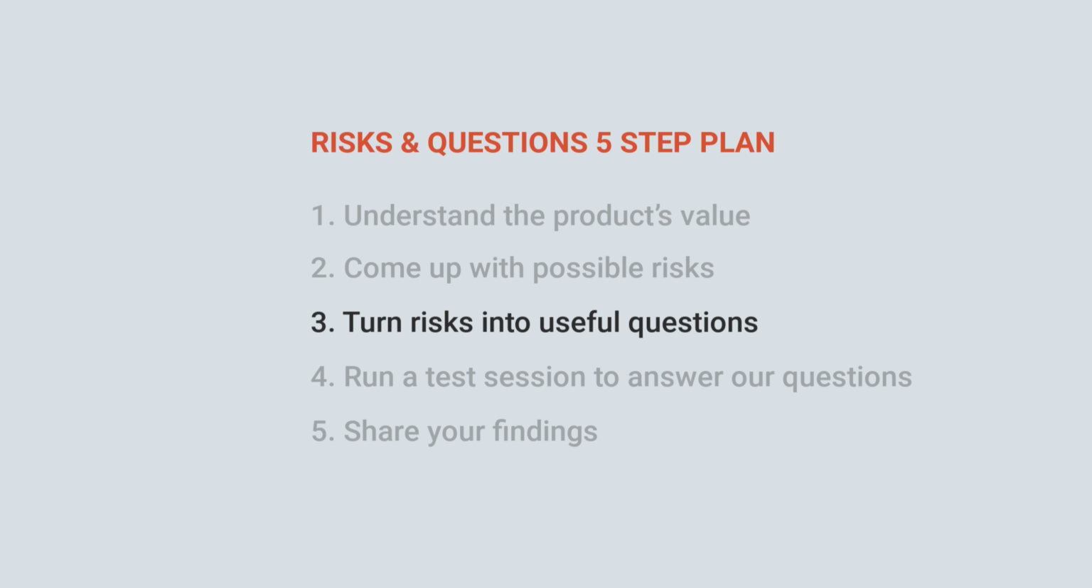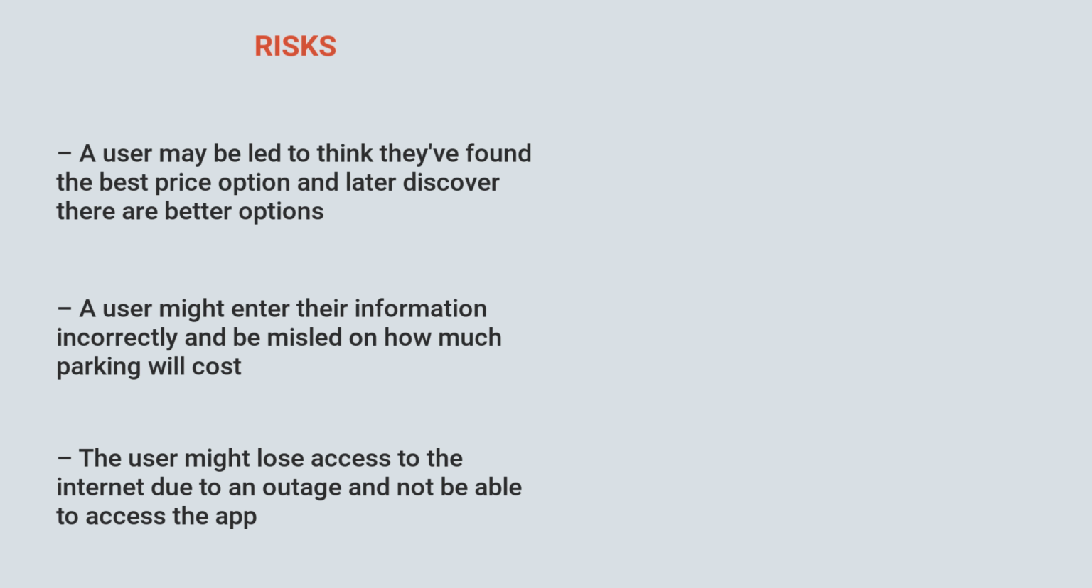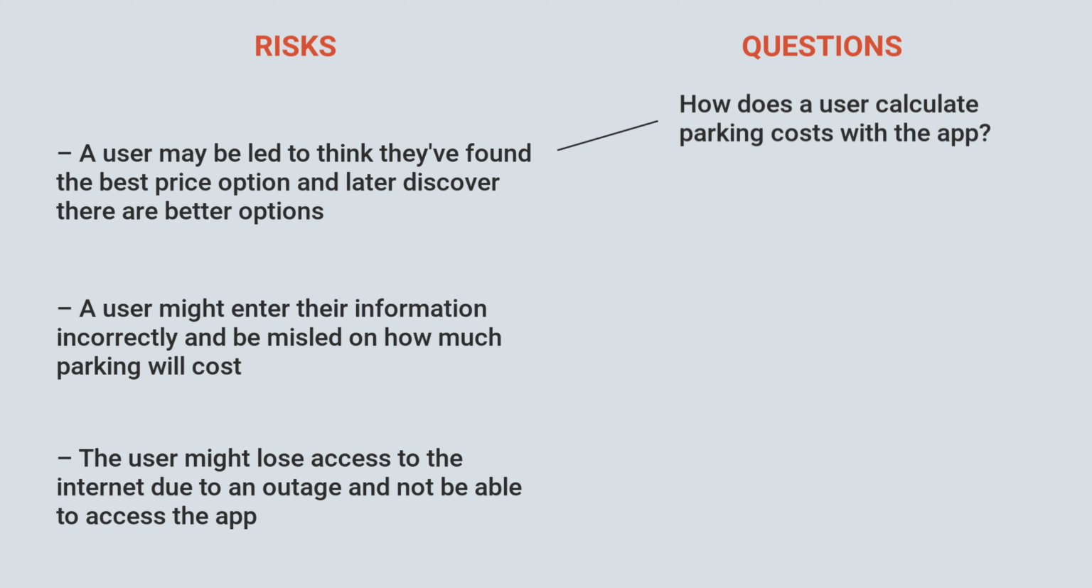Step 3. Turn risks into useful questions. What we're going to do is consider each of these risks and use them as mental triggers. We want to come up with useful questions about the product that help us better understand the risks we came up with and the impact they might have. We can take each of the risks from earlier and turn them into one or more questions, like this. So for the risk, a user may be led to think they found the best price option and later discover there are better options, we could ask, how does a user calculate parking costs with the app?